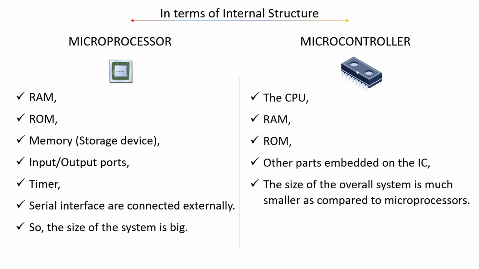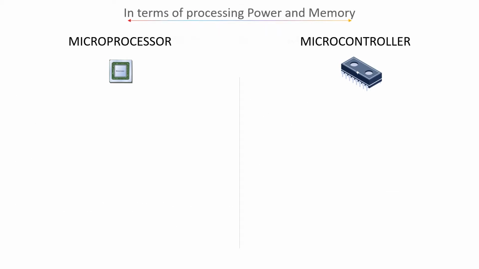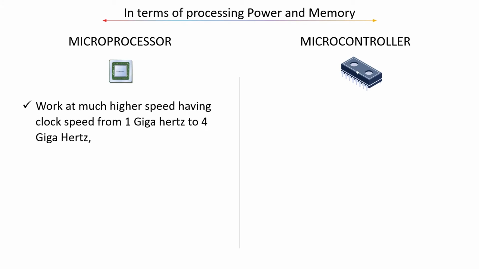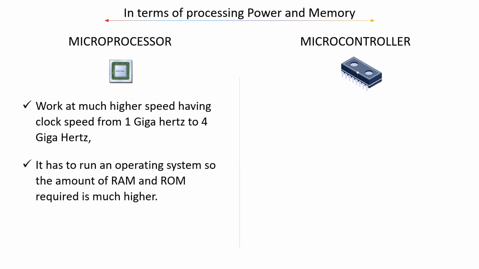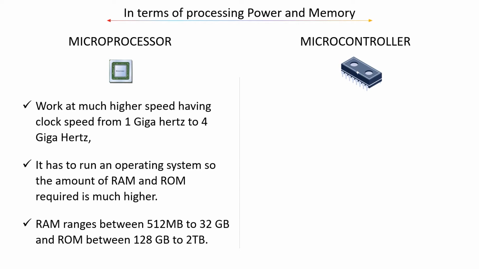Now let's discuss the difference in terms of processing power and memory. Microprocessors work at a much higher speed, having clock speed from 1 GHz to 4 GHz. And also, since it has to run an operating system, the amount of RAM and ROM required is much higher. The RAM ranges between 512 MB to 32 GB and the ROM between 128 GB to 2 TB.